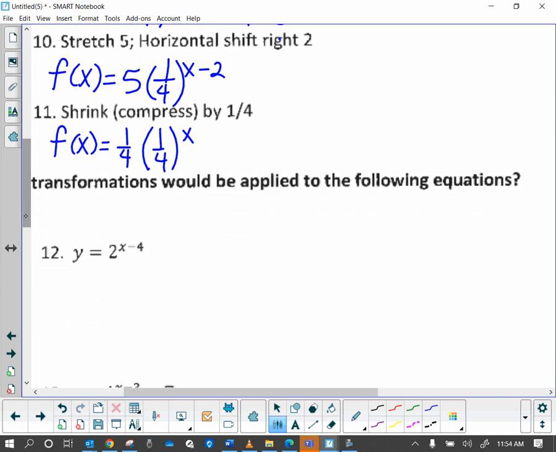Okay, and then now we just have to look at these equations and decide how are they transformed? What did you add to them? And I'm going to highlight what we need to discuss.